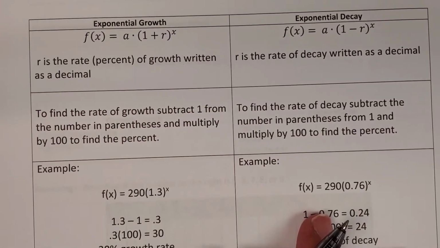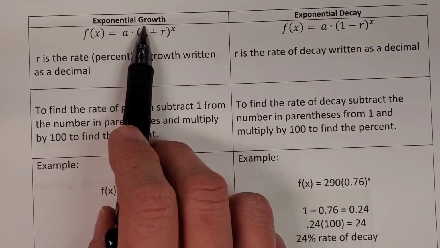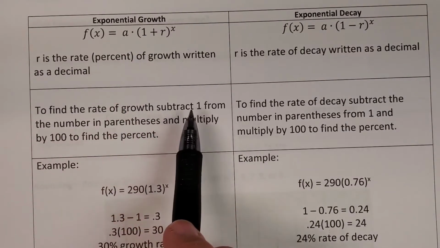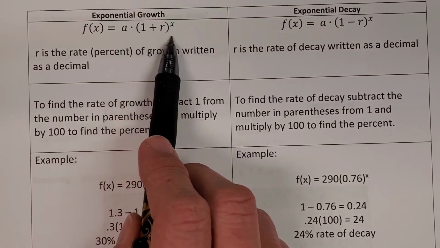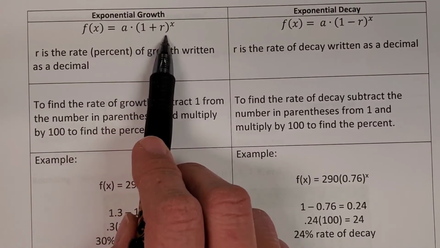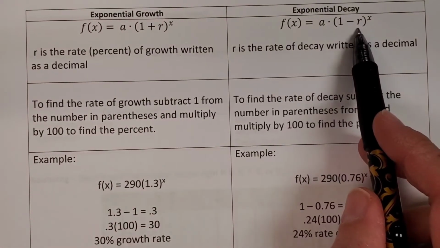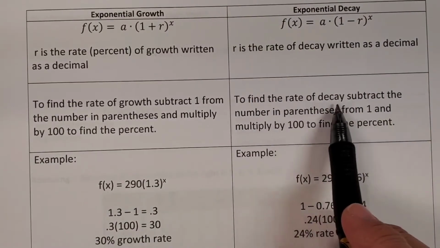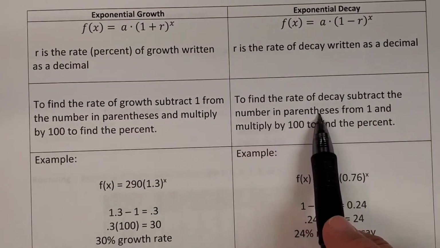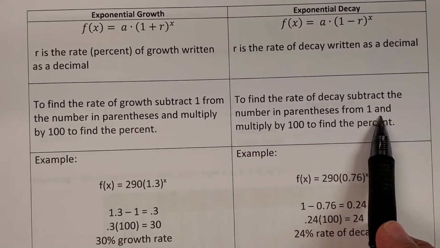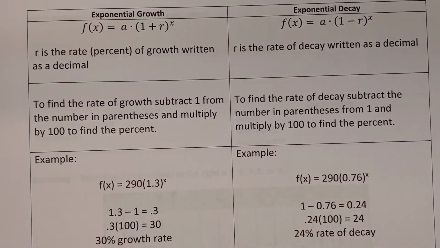Hopefully you remember a little bit about percents. To find the growth rate in a growth model, we have to subtract 1 from that number, so we just have the R. Right now it's 1 plus R, but if we want to find the R, we subtract 1 and we're left with just the R. To find our R in a decay model, we subtract this whole number in the parentheses from 1. So there's a difference. We're subtracting 1, or we're subtracting from 1.